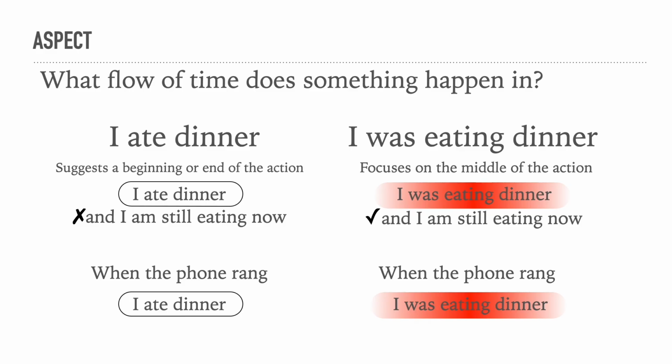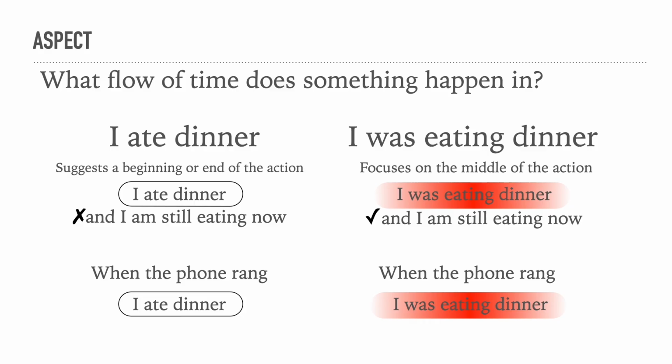So we can try this by adding little bits to these phrases. And the one I'm going to try is adding, and I am still eating now. So now we're talking about the present. But the I ate dinner and the I was eating dinner is in the past. So if I said, I was eating dinner and I am still eating now, that makes sense. That sounds quite natural. I was eating dinner earlier and I'm still eating now. I've been eating for quite a while.